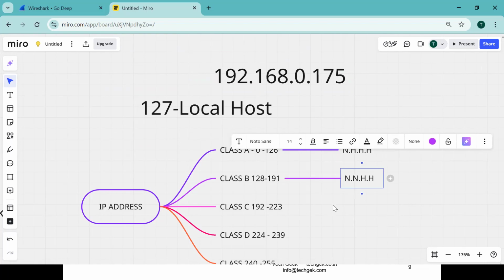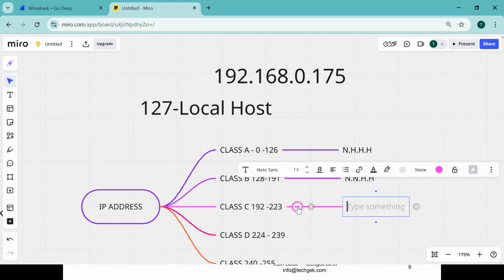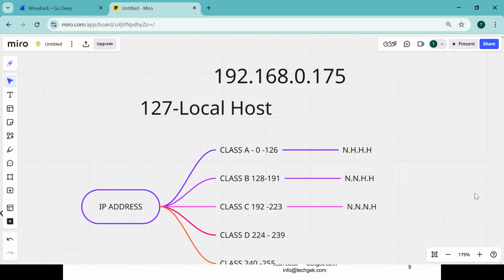There are four octets, right? So one network and three hosts, two networks and two hosts. In class C, we have three networks and one host. This is how the design differs.